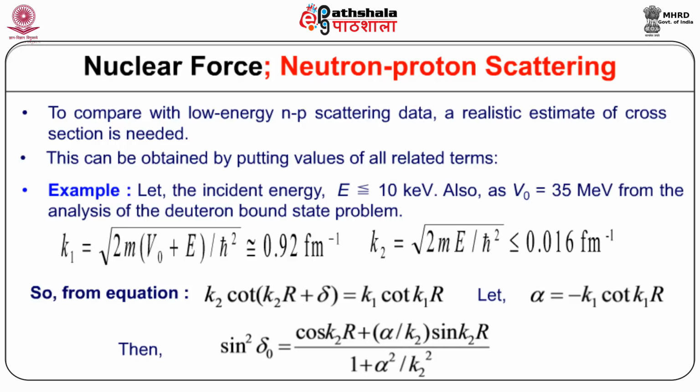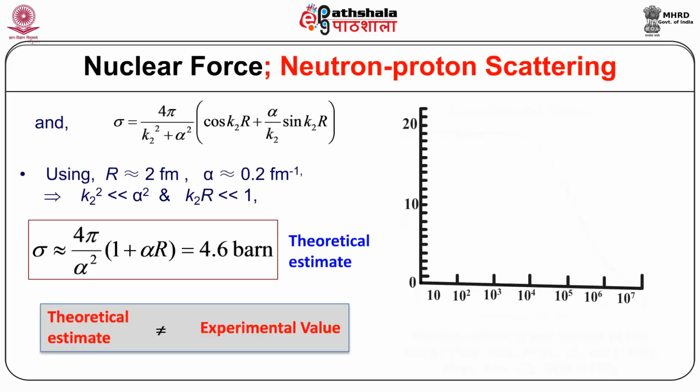So as V0 is equal to 35 MeV from the analysis of the neutron bound problem, K1 comes out to be 0.92 Fermi inverse and K2 is less than or equal to 0.016 Fermi inverse. So from the equation K2 cot(K2R + delta) = K1 cot K1R, we get sin² delta 0 = (cos K2R + alpha/K2 sin K2R) / (1 + alpha²/K2²). Nuclear force, neutron-proton scattering.